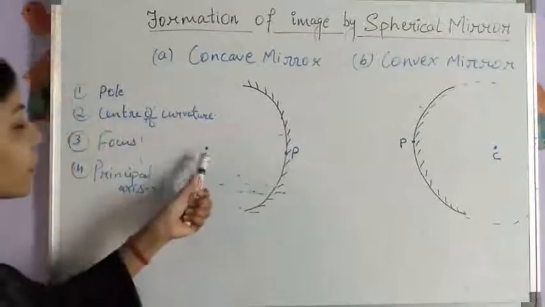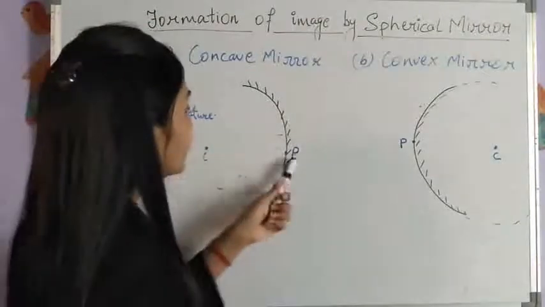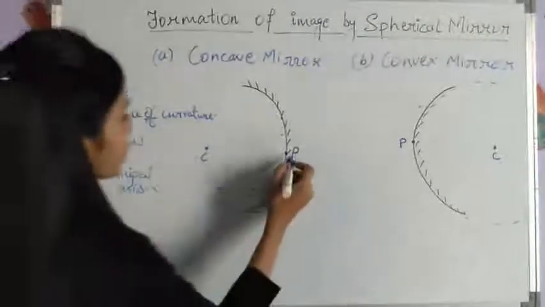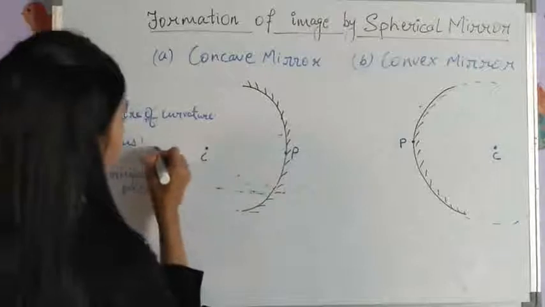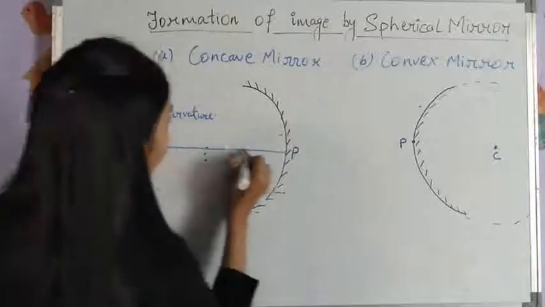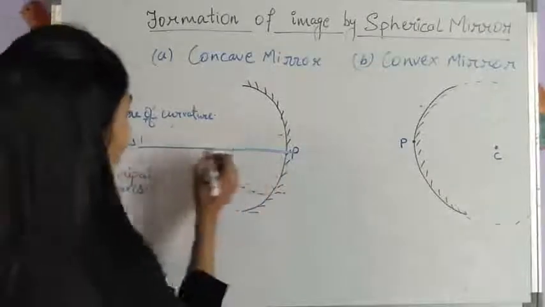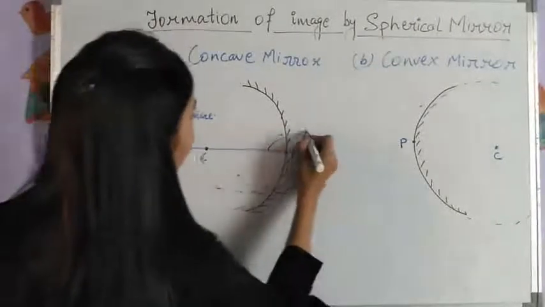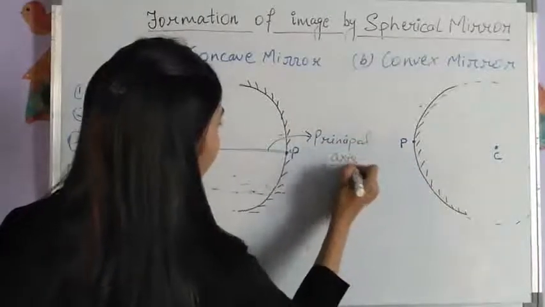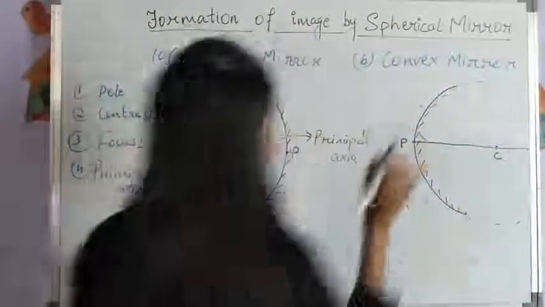Okay, so if this is center of curvature, this is pole, then where will be the focus? Focus will lie just in between center of curvature and the pole, right? And if we join this C and P with a line, if we extend this line by joining the pole and center of curvature, then this line will become our principal axis. Okay, so this line which is joining C and P is our principal axis. For here also, let us join P and C. This is our principal axis, right?